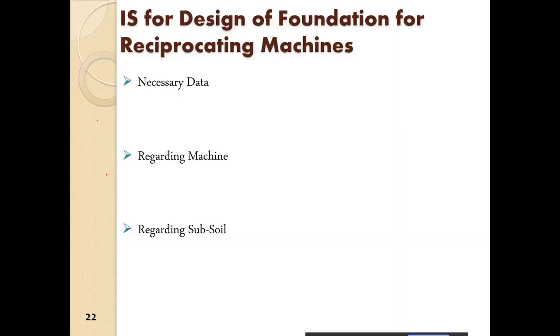In the last class, we discussed the IS code procedure for designing foundations for reciprocating machines. Obviously, the necessary data that is required, first of all, regarding the machine: what is the detailed loading diagram? The loading conditions, then the plan, elevation, section, and all those data, obviously.